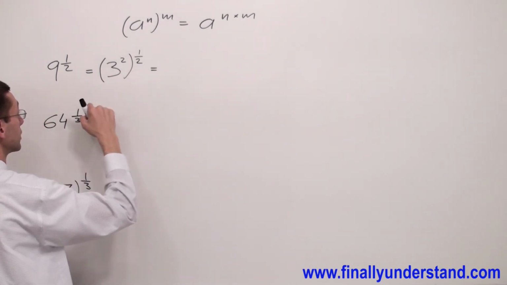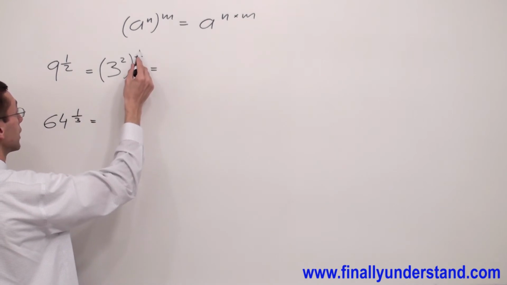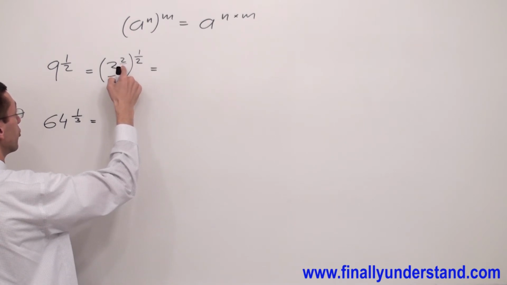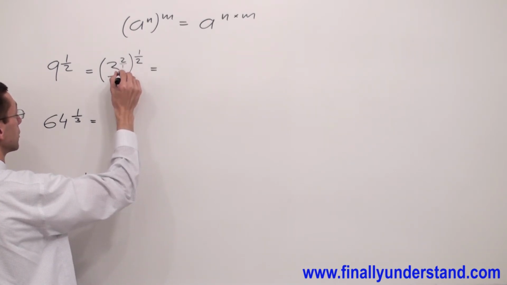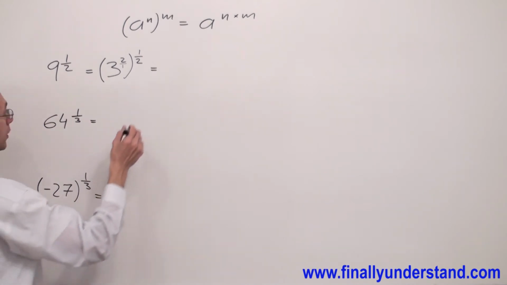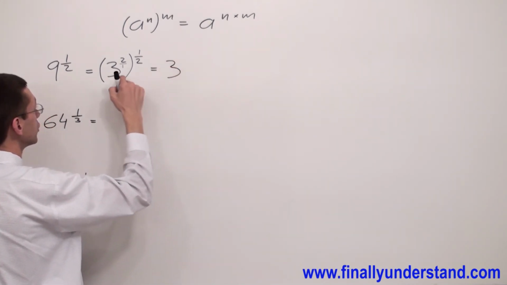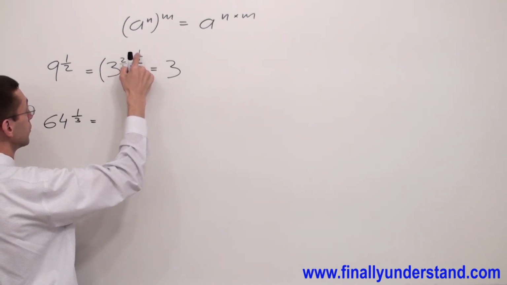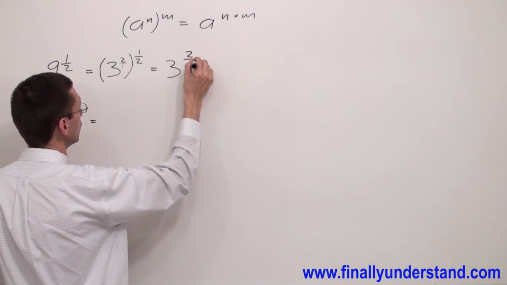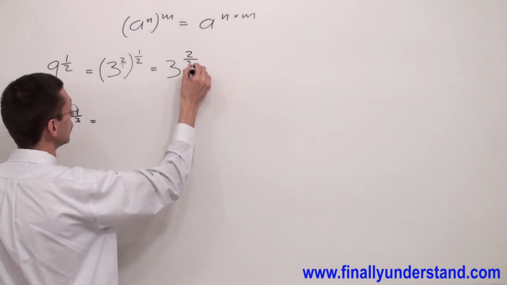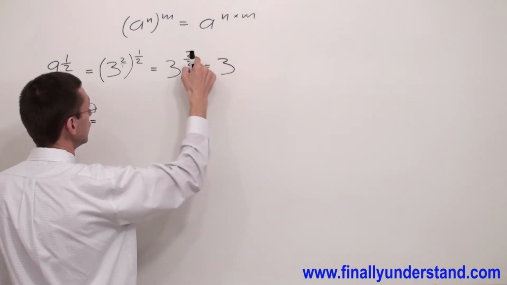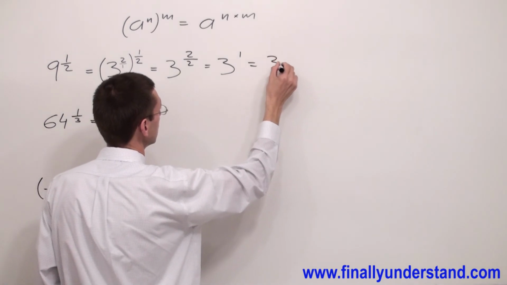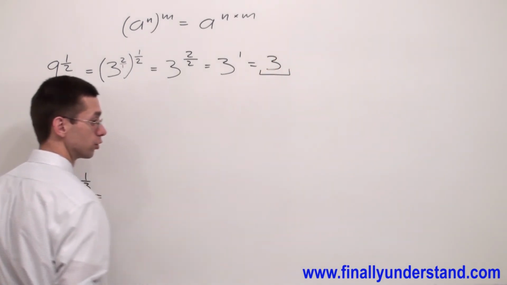So in this case, I'm going to do exactly the same thing. Because I have a fraction outside of the parentheses, I can convert the exponent inside the parentheses also to a fraction. Now, remember, anytime you multiply fractions, you have to multiply numerator by numerator and denominator by denominator. So 2 times 1 is 2, and 1 times 2 is 2, which is equal to 3. 2 divided by 2 is 1, and 3 to the first power is simply 3. This is the solution to my problem.